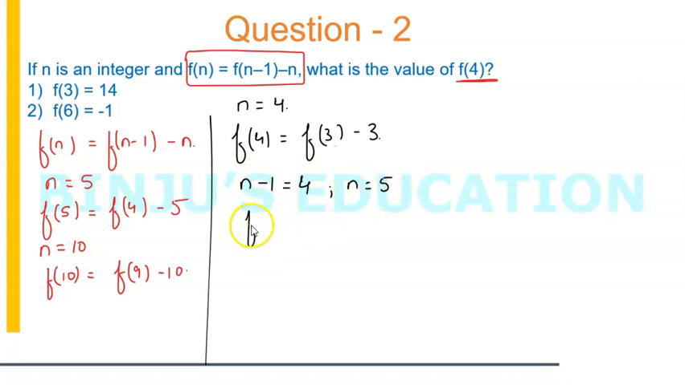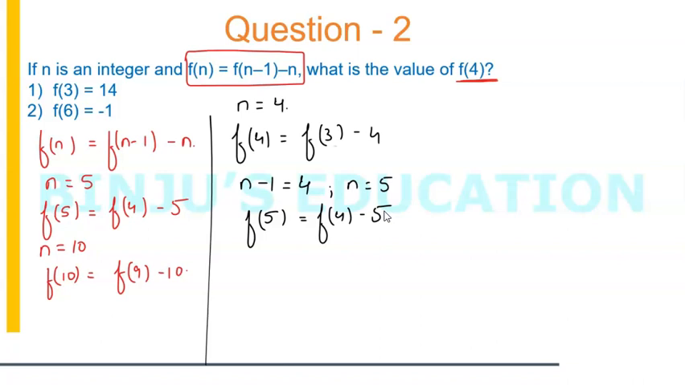So we can also write f of 5. Okay, I made one mistake. This should be minus 4, not 3. I'm sorry. F of 5 will be equal to f of 4 minus 5. Okay. Now what's the first statement?